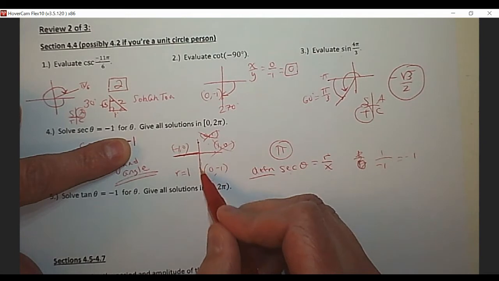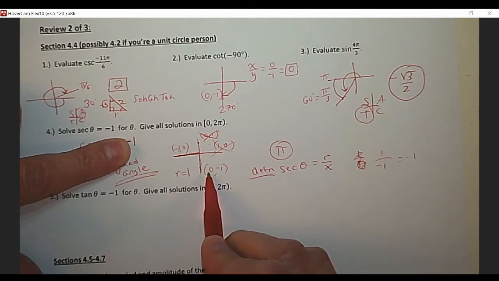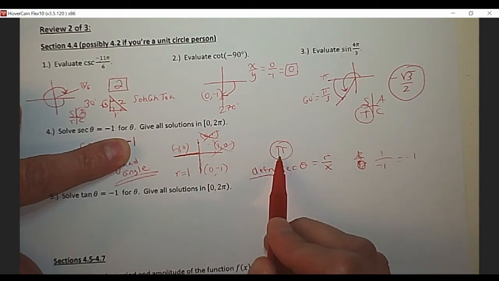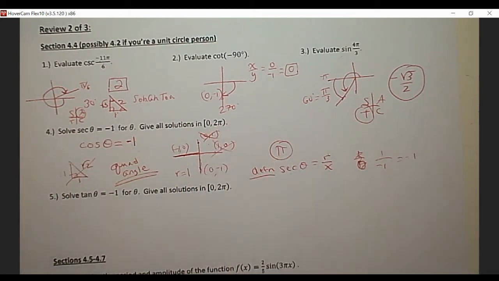And you can check down here as well, just to make sure this doesn't work. If we do r over x down here at 3 pi over 2, r over x would be 1 over 0, which is undefined again. So only pi is the answer here. The directions say to give answers from 0 to 2 pi, so that's why pi is the answer. You don't want to give 180 there because it didn't ask for the answers in degrees. It only asked for the answer in radians.